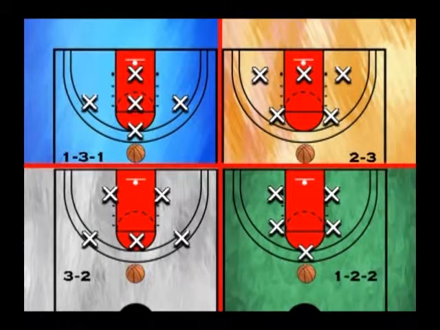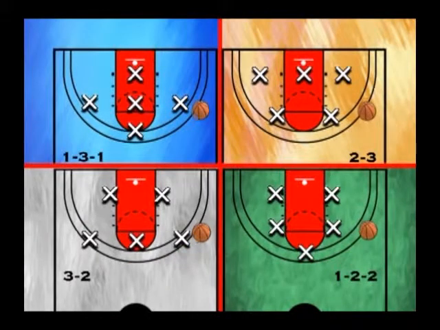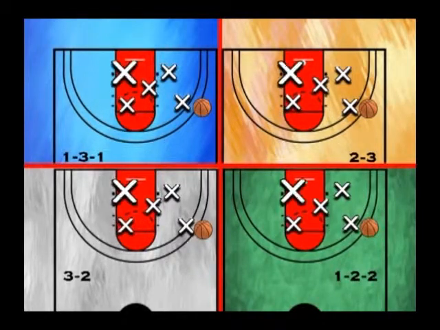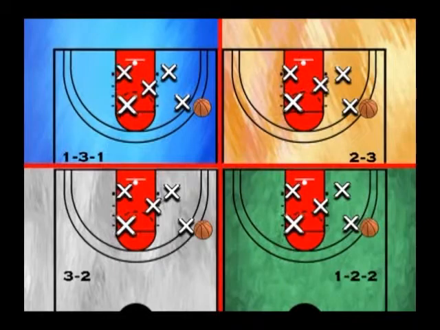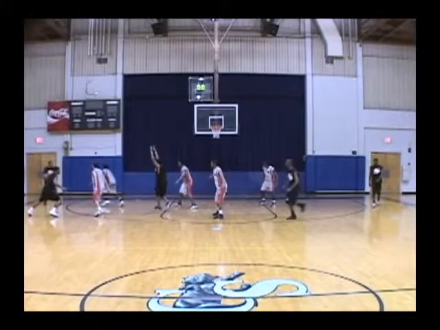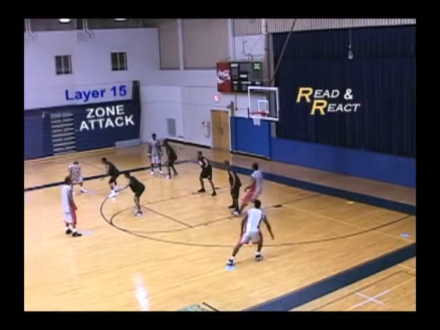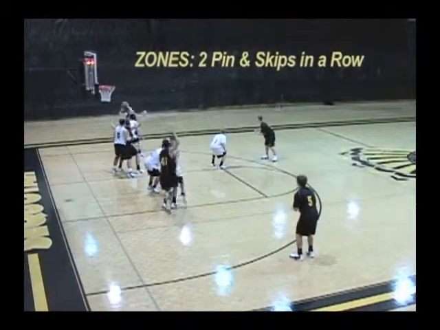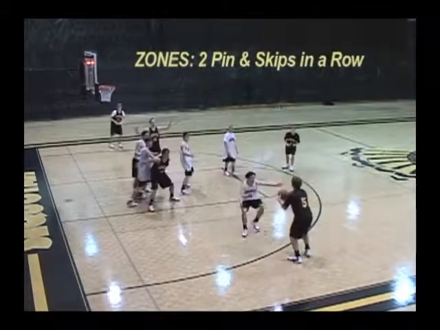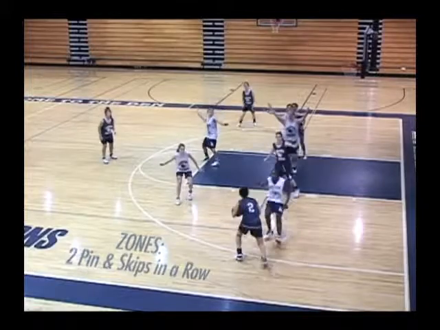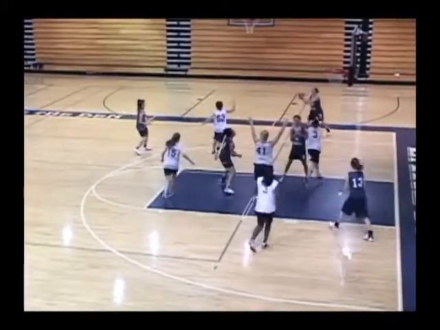Regardless of the zone formation, when the ball is on one side of the floor, 2 weak side defenders will appear on the other side. One of them will be low, protecting the weak side basket, and the other will be high. Their positions might vary a little bit depending on the type of zone or the team running it, but they'll be there, and one of them will be begging you to pin screen him. Put 2 pin and skips back to back and watch the zone lose its shape. Or how about pin and skip, catch, penetrate, pin and skip.